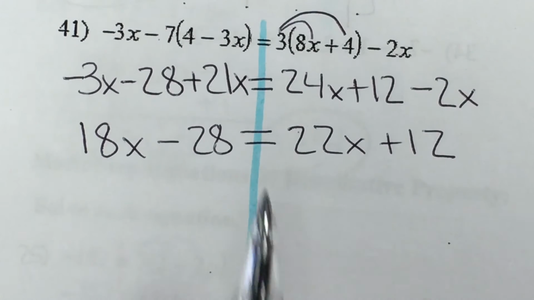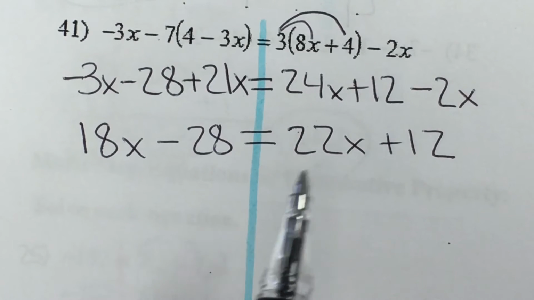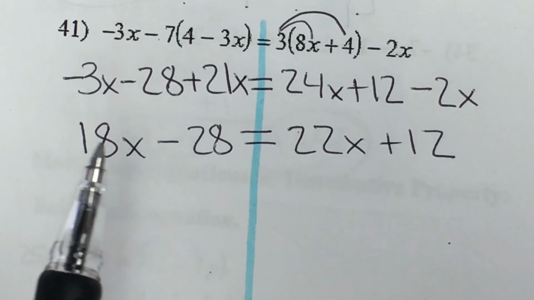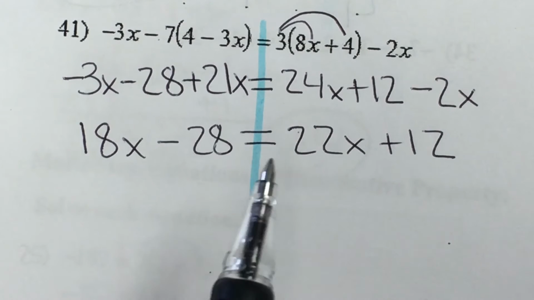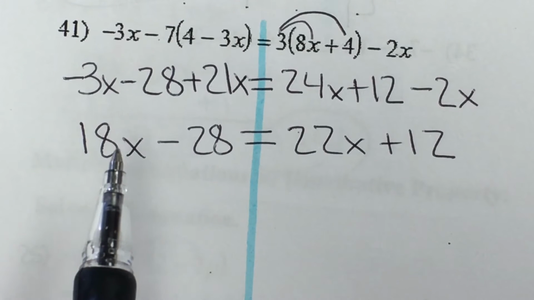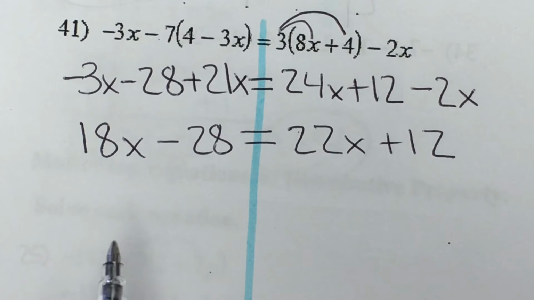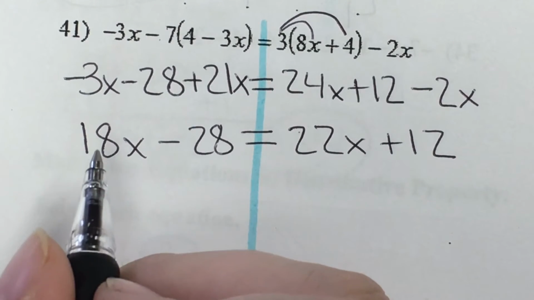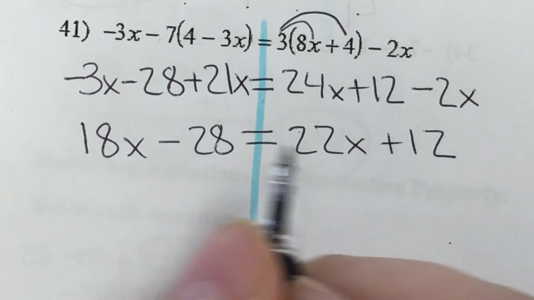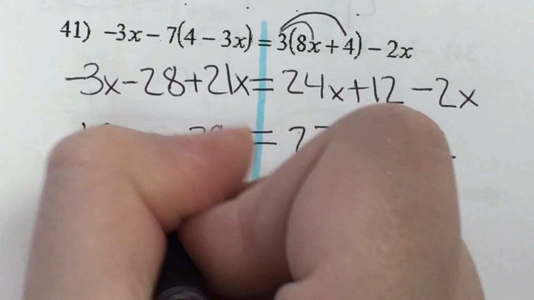All right, once again, looking at these, I have no more like terms to combine. I just need to figure out what side I want all my variables on and what side I want all my constants on. Now, if I were to subtract 22 and move all my variables to the left side, what's gonna happen is I'm gonna get 18 minus 22, and that's gonna give me a negative value. Like I said, you can do it that way. I just personally don't like to deal with negatives, so I try to avoid them. So what I'm gonna do is I'm going to move all my x's to the right side, because if I subtract 18 from 22, I'm going to get a positive answer. So let's do it that way. 18x.